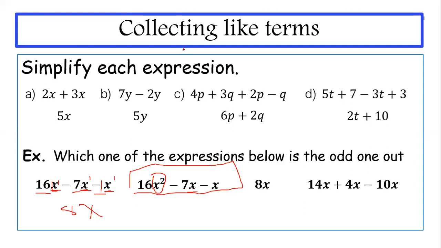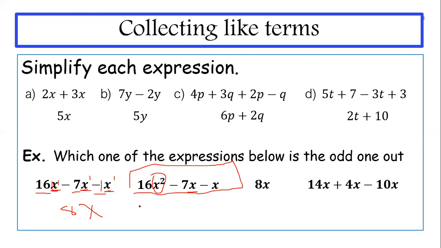Okay, now let me hear someone. Karam, what should you do in this case? There is an exponent. So will you touch it? No, and we'll collect 7x and x. Excellent job. So the 16x squared stays, because the others don't have an exponent. Excellent. So what's the answer going to be?